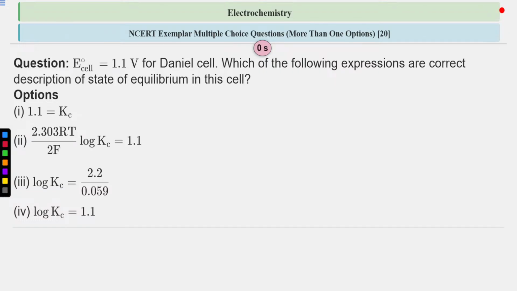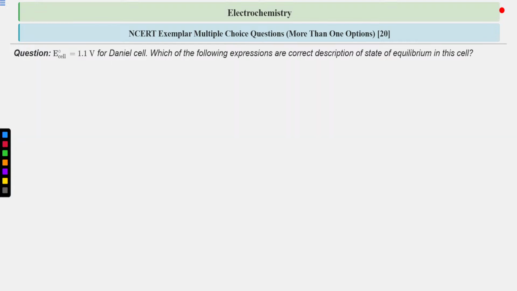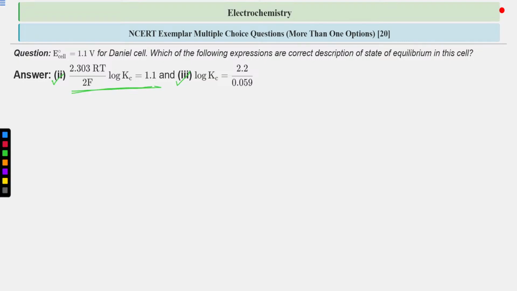Okay, let's see. For this question, the correct answer is our second option and the third option. That means 2.303 RT by 2F log of Kc equals 1.1. This is the expression which is applicable at the equilibrium in the Daniell cell. And also the third equation is correct, which is log of Kc equals 2.2 divided by 0.059.